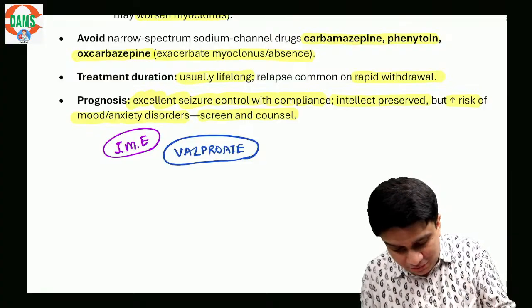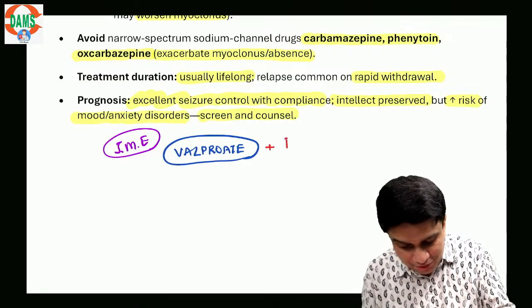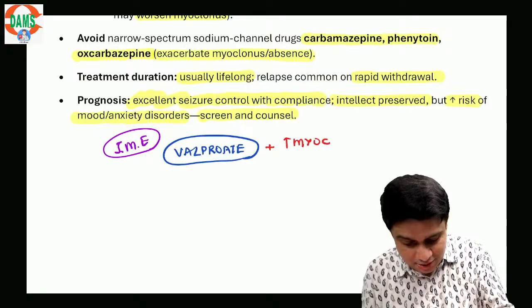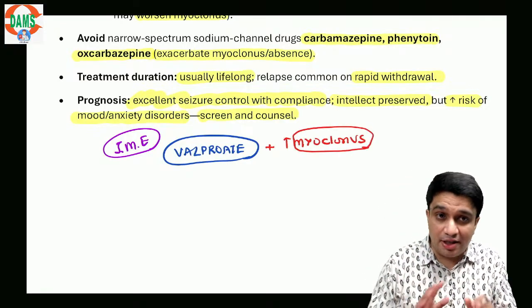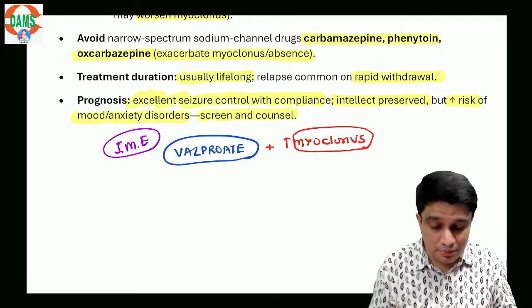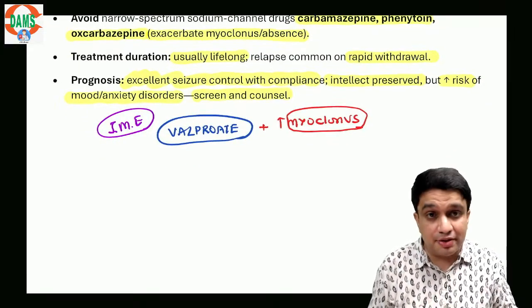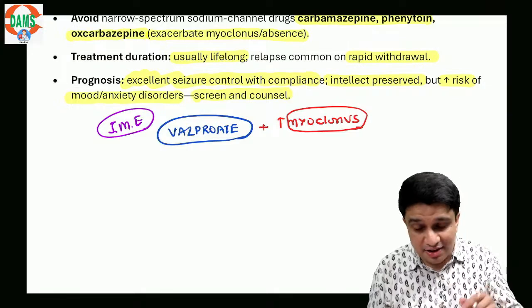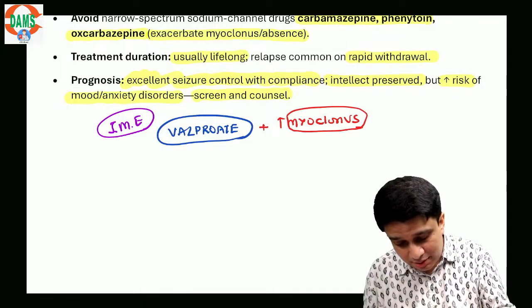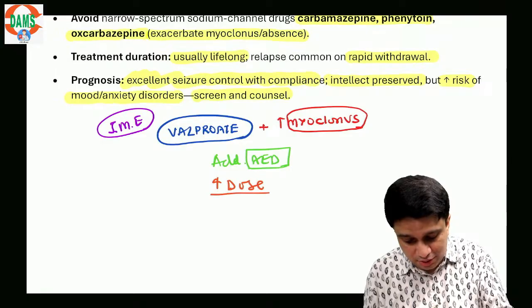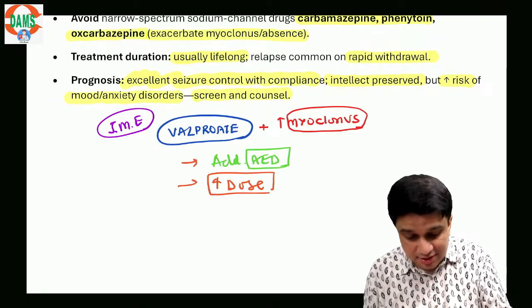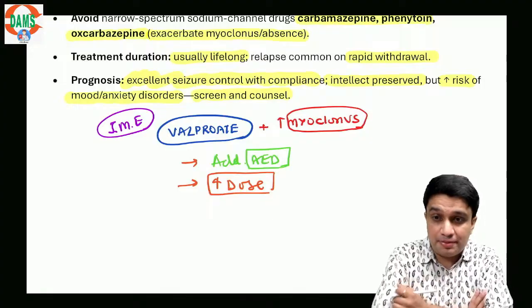But in spite of valproate therapy, I found a female in my OPD who has come with recurrent myoclonus. The typical format of JME, she could come with that. So what should we tell the patient? Add a new anti-epileptic, or maybe increase the dose of valproic acid. Now the ball is in your court. That's why I discussed this topic separately. So very, very common.